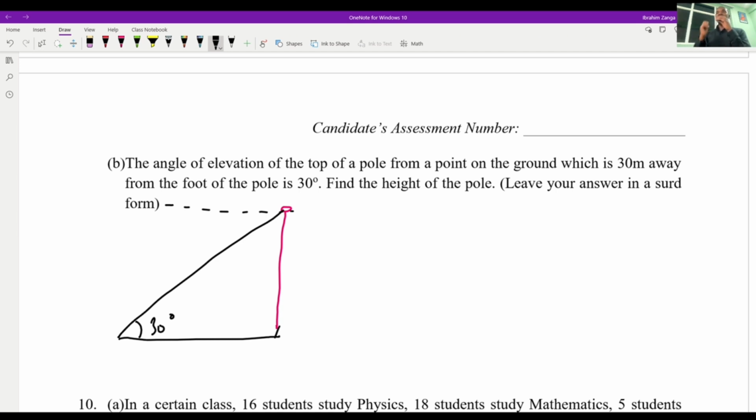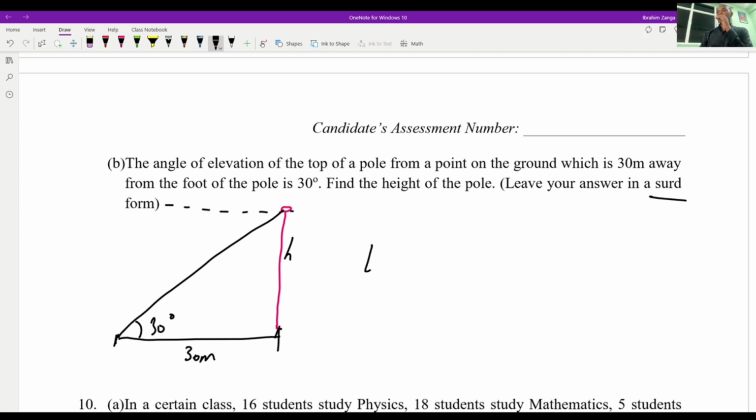And we saw the angle of elevation of the top of a pole from a point on the ground which is 30 meters away from the pole. Find the height of the pole. So we're supposed to find height. Leave your answer in surd form.